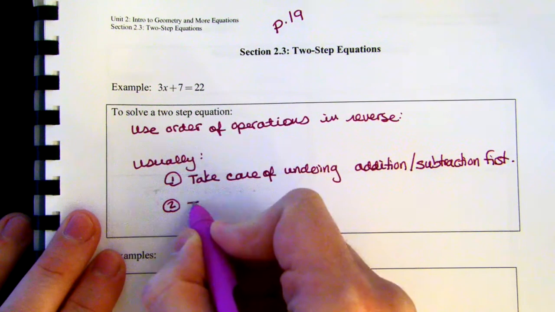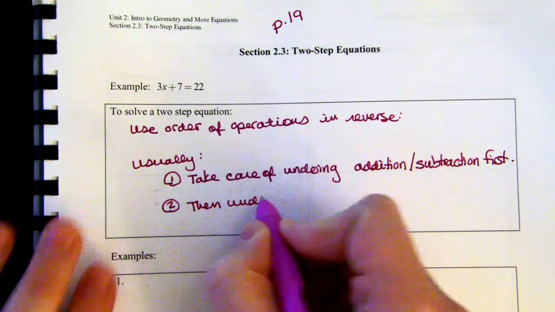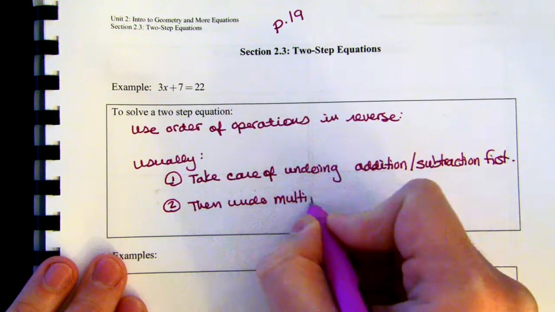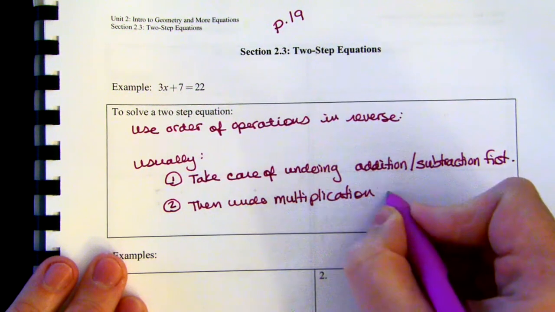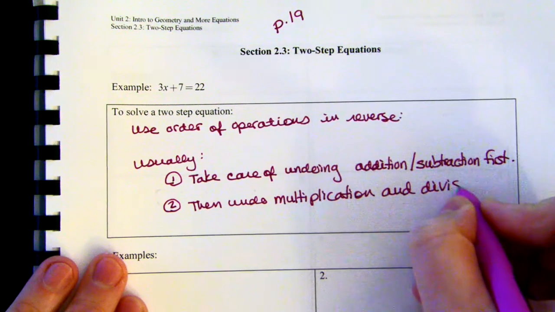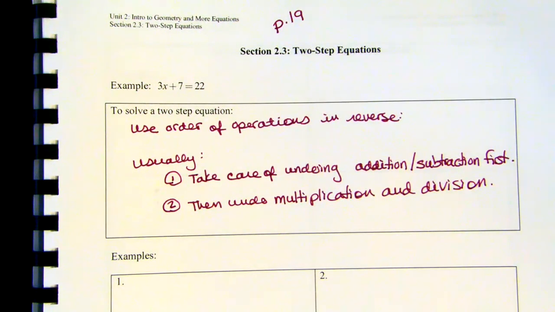Then, undo multiplication and division. So I'm going to have the video pause if you're watching this in Edpuzzle, and make sure you can get all that copied down.